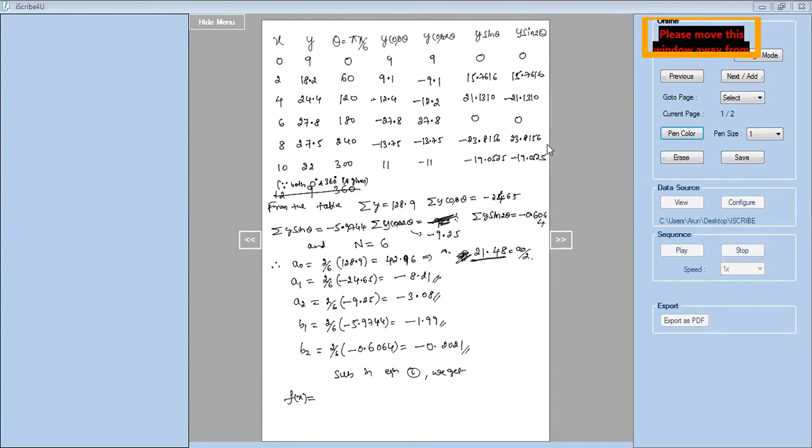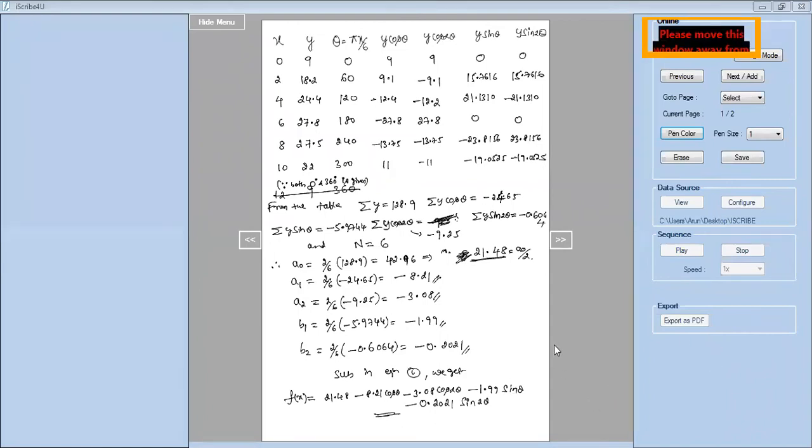Substitute in 1. So it is A0 by 2, which is 21.48. A1 is minus 8.21 into cos theta. A2 is minus 3.08 into cos 2 theta. B1 is minus 1.99 into sin theta. Then minus 0.2021 into sin 2 theta. So this is the Fourier series required here.